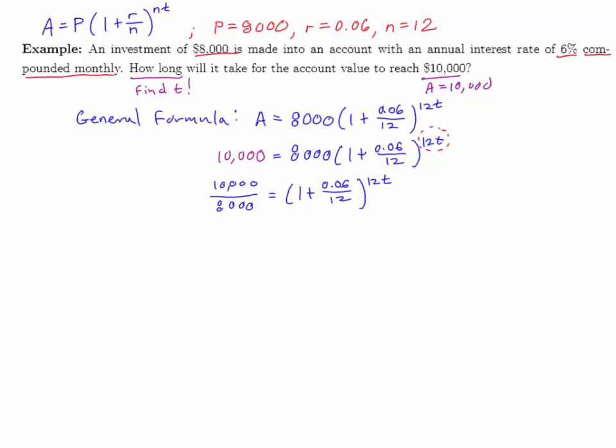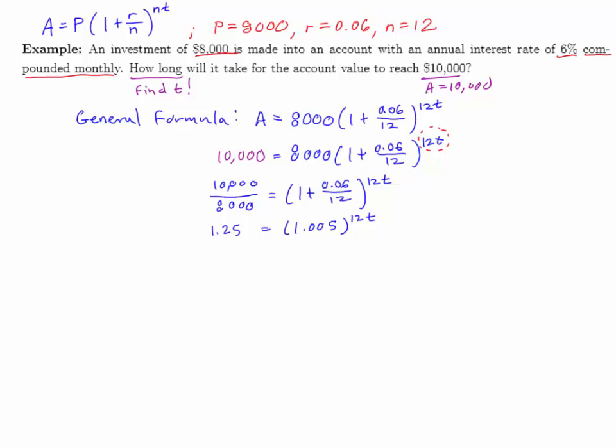Now, in a lot of problems, we won't be able to simplify something to an exact decimal. In this particular one, we can. That left-hand side simplifies down to 1.25. And this 0.06 divided by 12 is 0.005. So I will write this in decimal, but only because I can do it in an exact way in this problem. Okay, so now we have that equation.